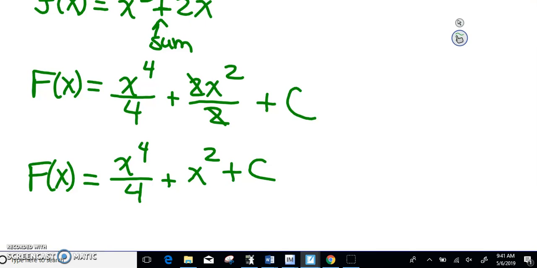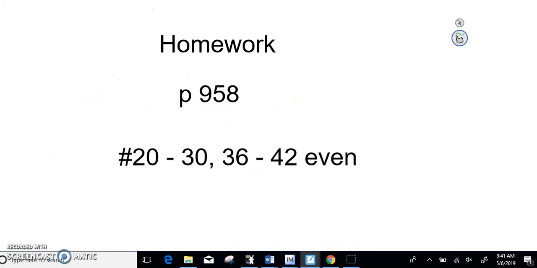And again, if you need help and stuff, just let me know. We can do more practice with it, which I'm assuming we will, and it's okay. All right. So then here's your homework. Page 958. Questions 20 through 30, and then 36 through 42, and that's all even. So 20 through 30 is all even, and then 36 through 42 do just the even problems also. So even, Steven.